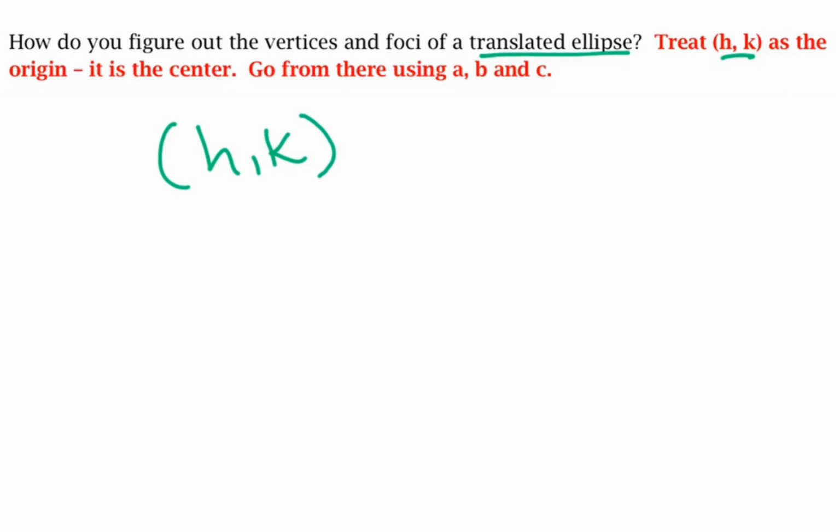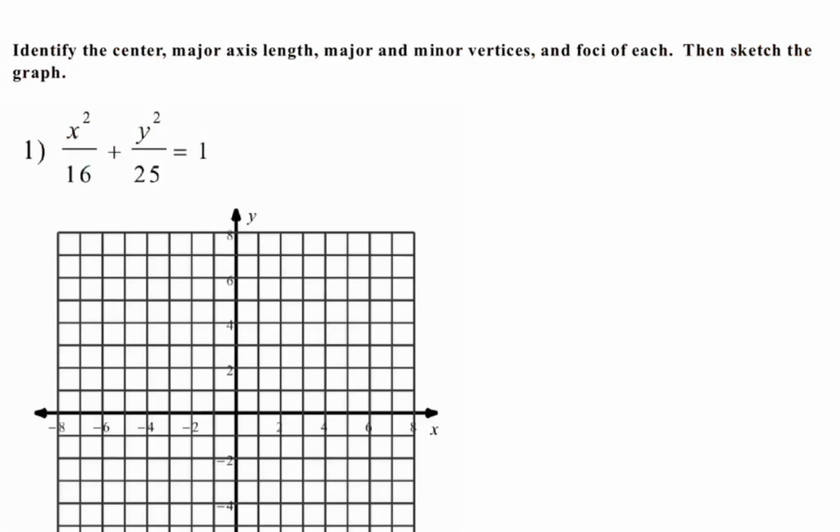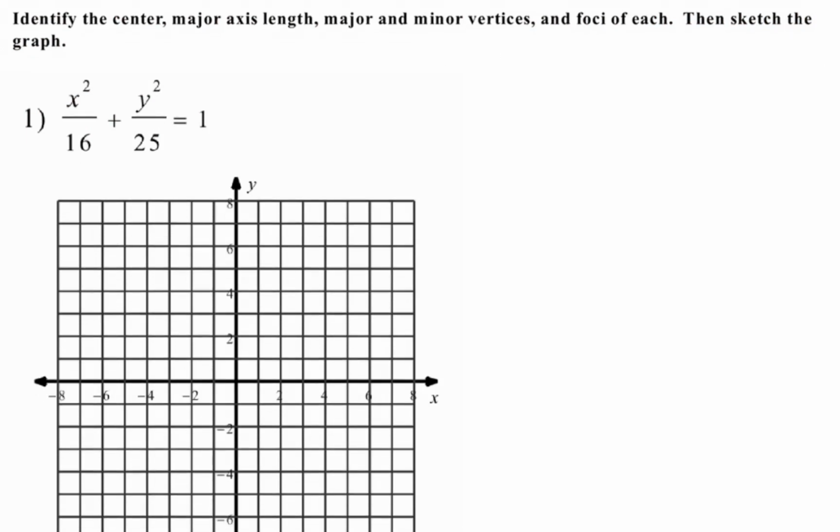Okay, now the next thing we're going to do is we're going to practice. So go to the page of your notes where we do some practice with ellipses. So we're going to do practice with ellipses, then we're going to talk about hyperbolas. Okay, so we're going to identify the center, the major axis length, the major and minor vertices, and the foci of each ellipse, and then sketch the graph.